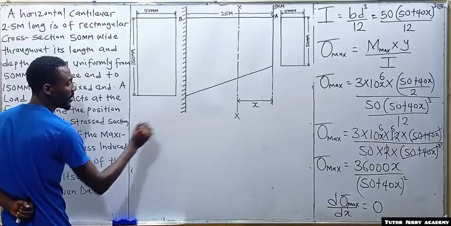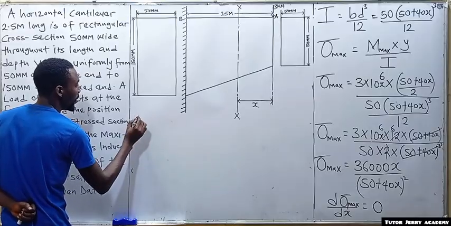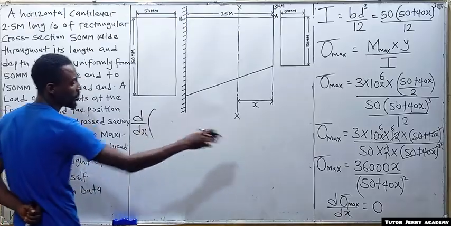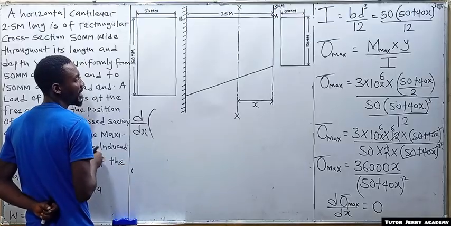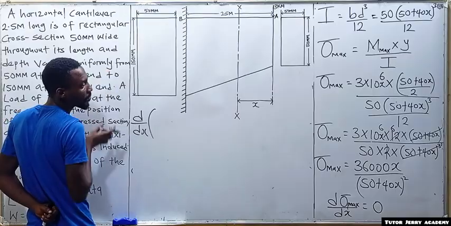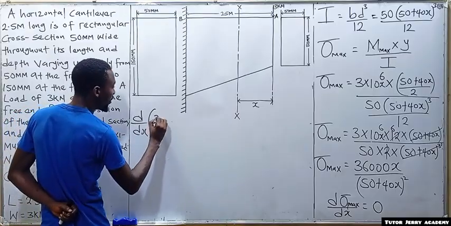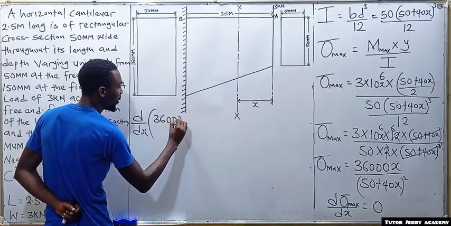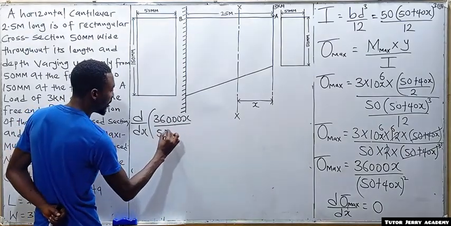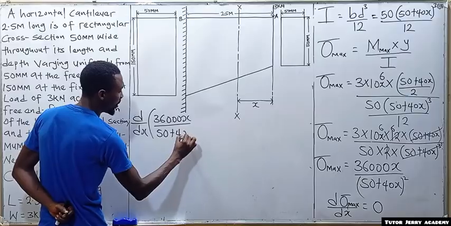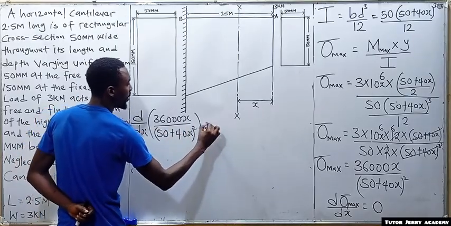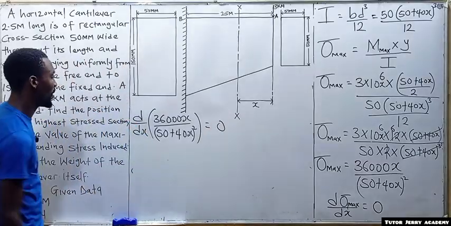If you want to differentiate that, it's going to be d all over ds into what? We substitute our stress here. So it's going to be 36,000 s all over 50 plus 40s all squared, then equals to 0, right? All right, so let's differentiate this.